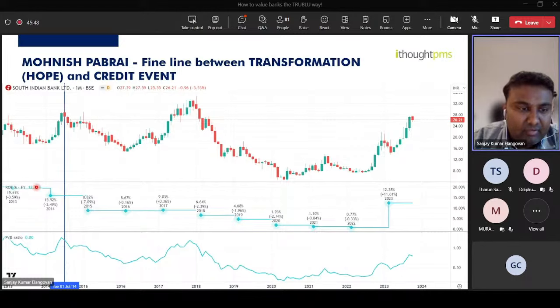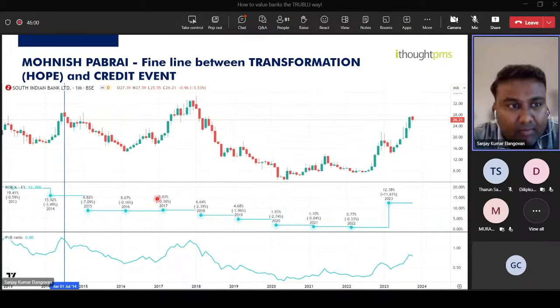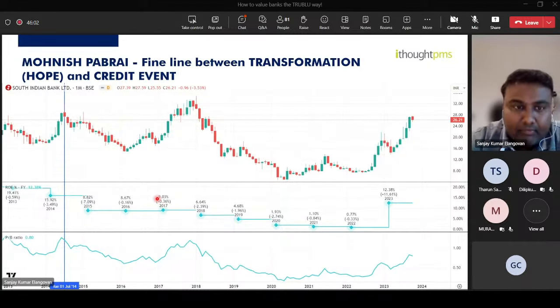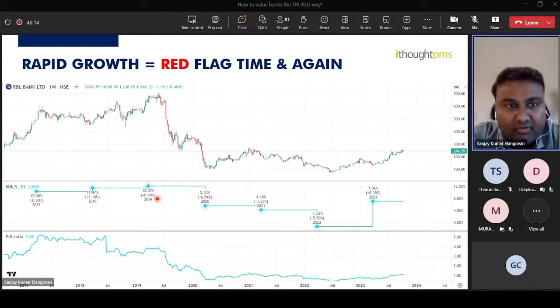If you check this middle chart, South Indian Bank's ROE went down from 19% to 16%, and it fell flat at 8% for the next 3 years. The market will punish you in such cases, and that's what happened in South Indian Bank. There are multiple examples where rapid growth has been a red flag time and again. I've just given one more. You could take Yes Bank, you could take IndusInd. They all suffer from their rapid growth.